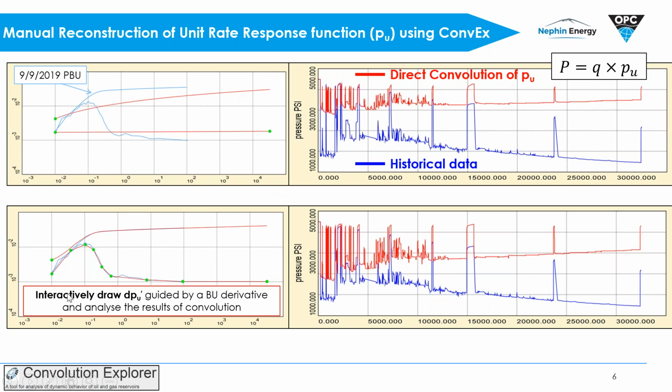So our first step is to interactively draw the derivative of the unit rate response function. We are guided by the 2019 build-up, but that ends after about 100 hours. So the question is, what happens after 100 hours? Again, if we apply convolution on the unit rate response function, we can see there's clearly not enough depletion. So we can't say that infinite acting radial flow continues after the build-up. Now we can investigate what might happen after the end of the 100-hour build-up.